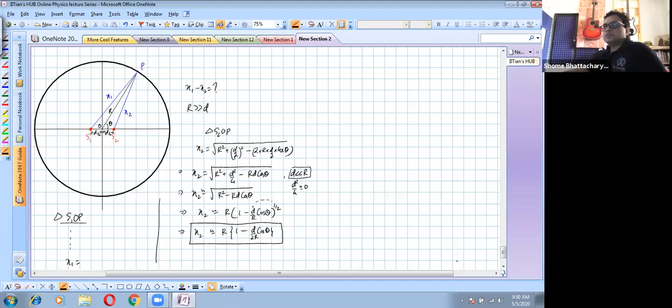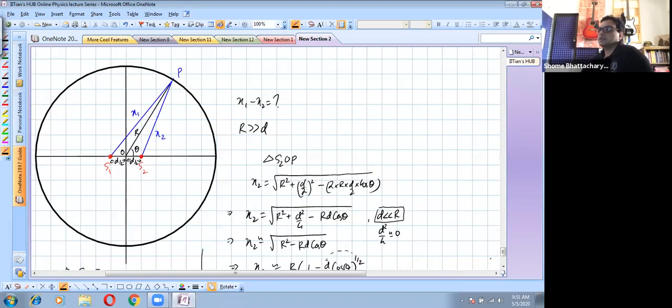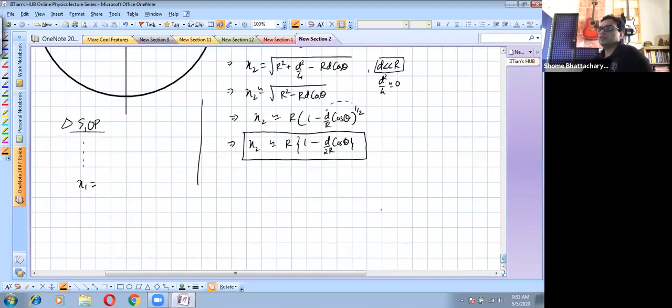Okay, so hope this method is clear. Now, when you do all this similar type of calculation for the second part, for x1, you will find out that x1 comes out to be approximately equal to r into 1 plus d by 2r cos theta. Applying the same steps, okay?